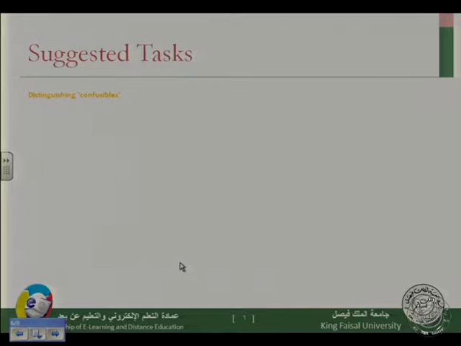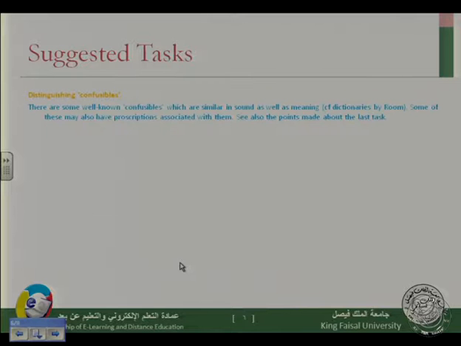Distinguishing confusables. What do you mean by confusables? There are certain words that confuse learners. These are called confusables, which are similar in sound as well as meaning. Dictionaries may also have proscriptions associated with some of these. See also the points made about the last task.